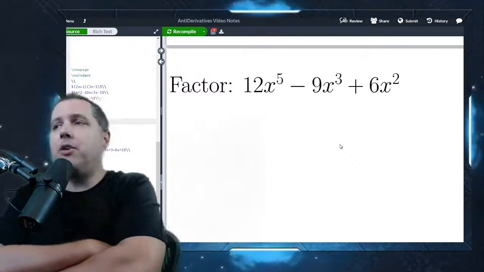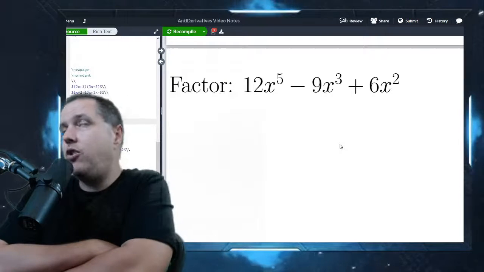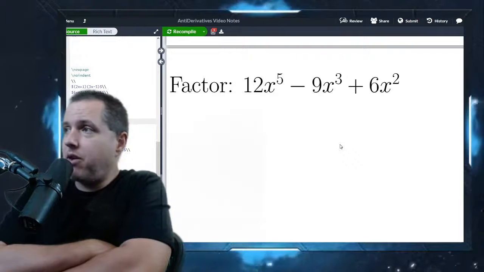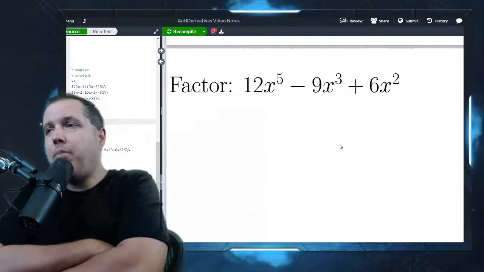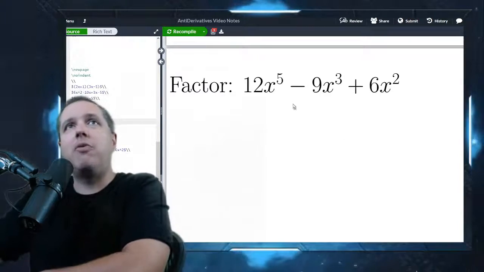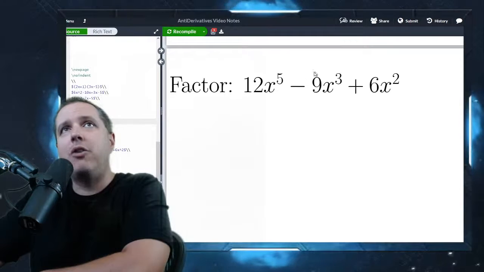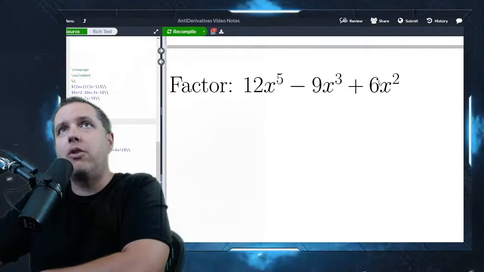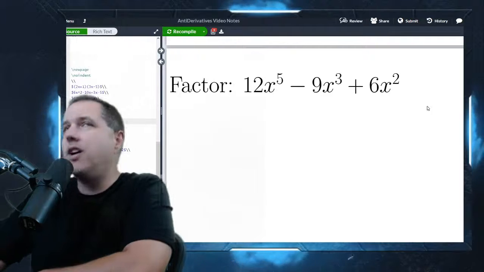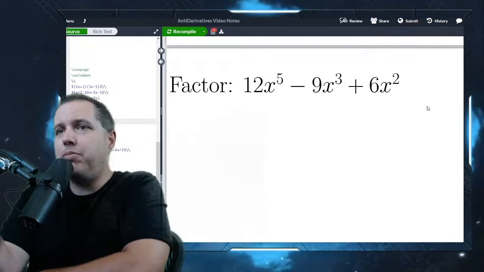Well, these polynomials have two parts, essentially. You've got your coefficient part, and you've got your variable to a power part, right? Each of these is that. We have a coefficient, variable to a power. Coefficient, variable to a power. Coefficient, variable to a power. So then you just break it up into those two pieces.